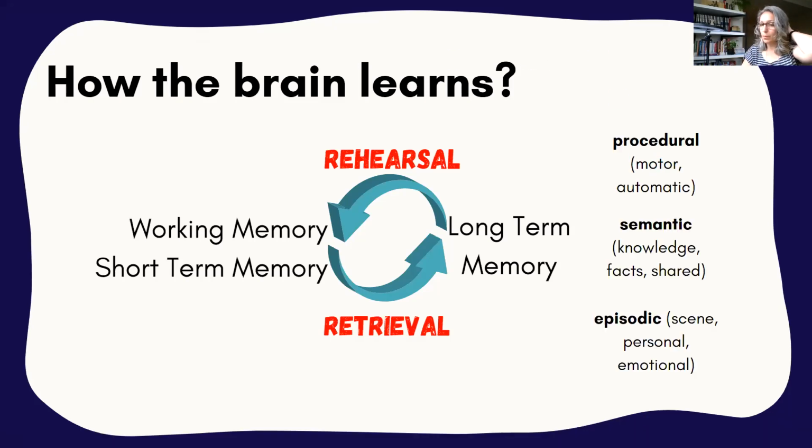Long-term memory has three other types of memories within it. It's procedural, which is automatic. The motor things, riding a bike is one of them. Things that we do without consciously trying to remember how to do. Then semantic memory is related to fact and knowledge, and that is shared among people. For example, the capital of New Zealand is Wellington. That's shared, and that's a fact. And then episodic memory, which is a personal scene, and it's personally relevant.